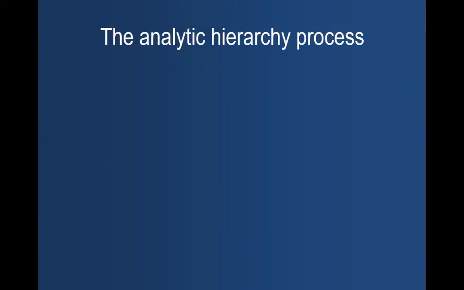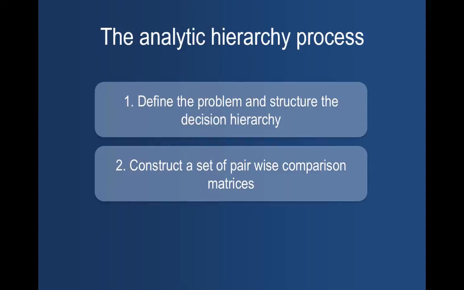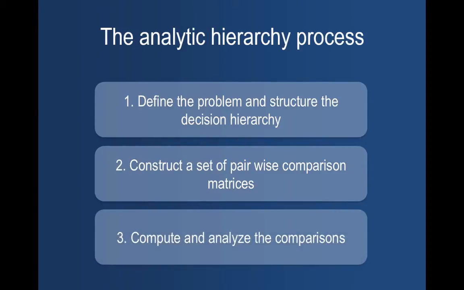To implement AHP, one has to follow a simple process. The first step is defining the problem and the structure of the decision hierarchy. The second step is constructing the set of pairwise comparison matrices. And the third step is to compute and analyze the results.